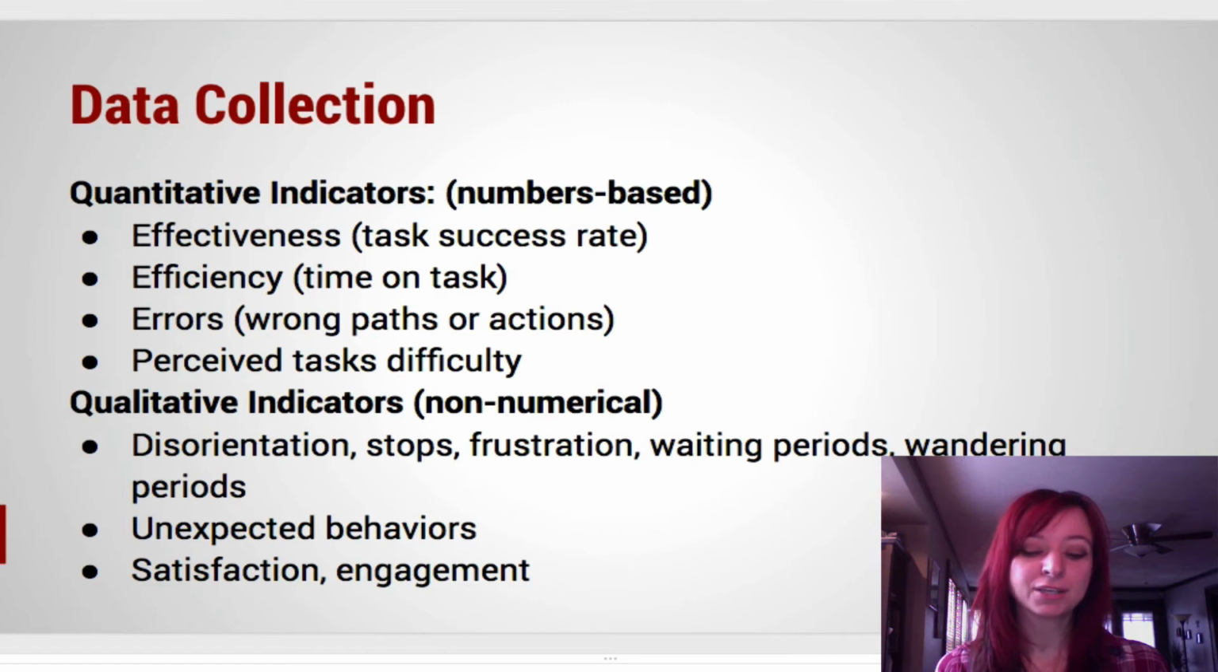Maybe you thought purchasing the airline ticket was really easy, but what you found is that 10 of your 10 testers did something completely different than you thought they would, so you want to write that down. This can also be satisfaction. Did people feel satisfied with the site? Were they engaged with the site, or did they feel like the site was a burden? So you can collect all of this information.